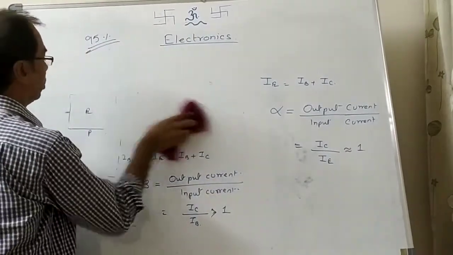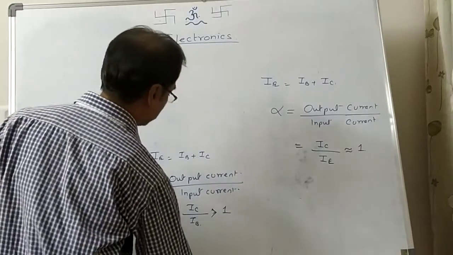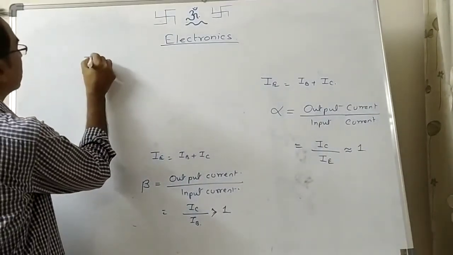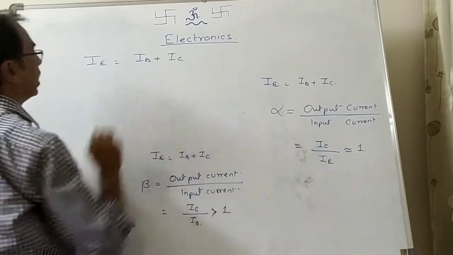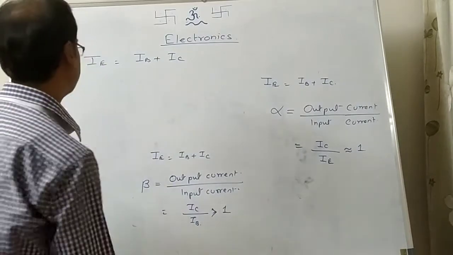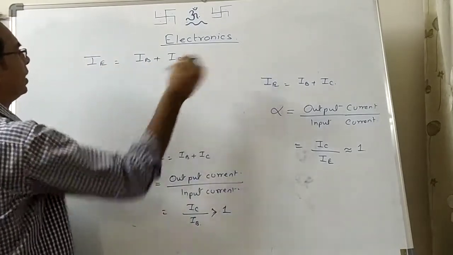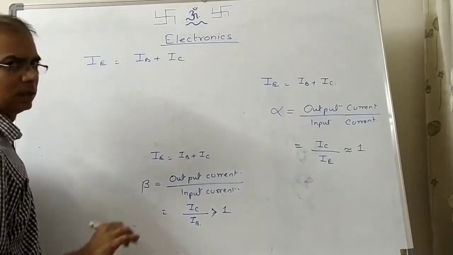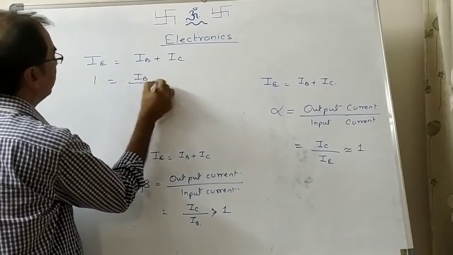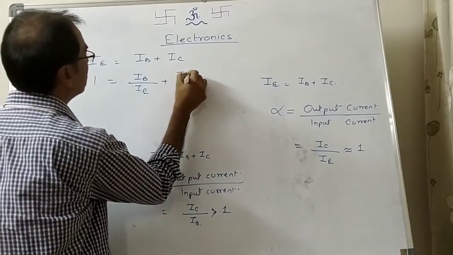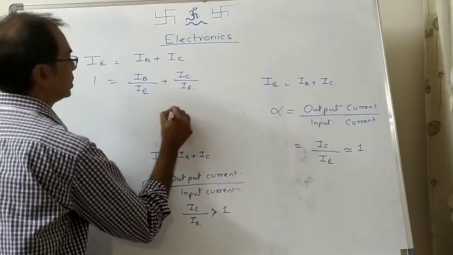So let us see what relation is there between beta and alpha. So one is the main relation, whether it's beta or alpha or any type of transistor circuit is there. IE is equal to IB plus IC. Okay, now what we are going to do is we'll divide this with IE. Let's see what happens. So if you divide with IE, 1 equal to IB by IE plus IC by IE. Now IC by IE, I know it's already alpha, so this is alpha, I'll write.